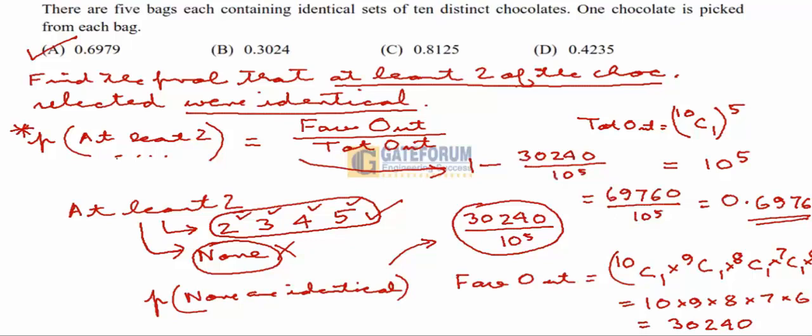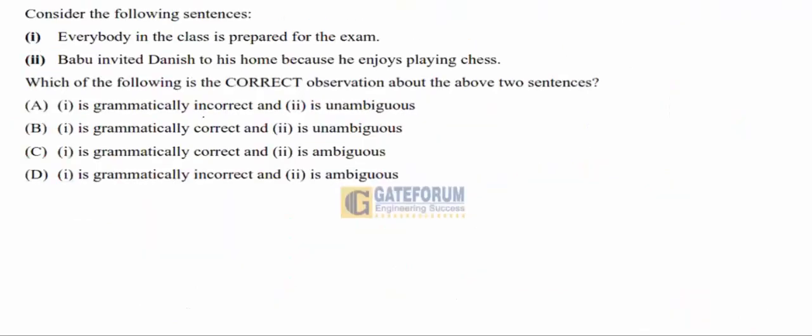Let's move on to the next. Consider the following sentences. Everybody in the class is prepared for the exam. Babu invited Danish to his home because he enjoys playing chess. Which of the following is the correct observation about the 2 sentences?